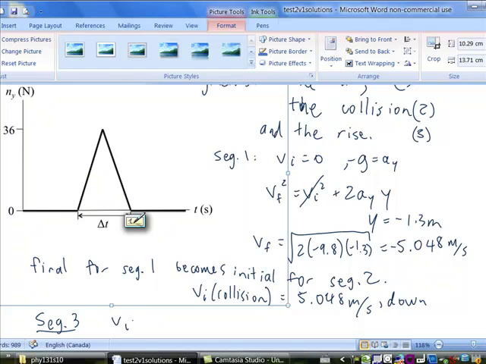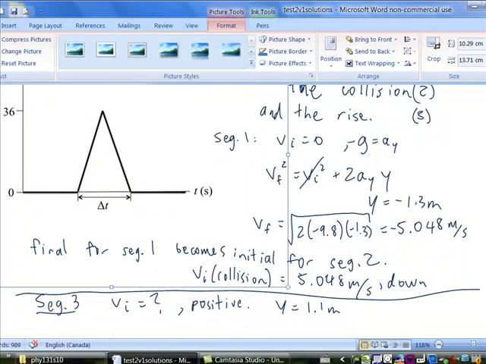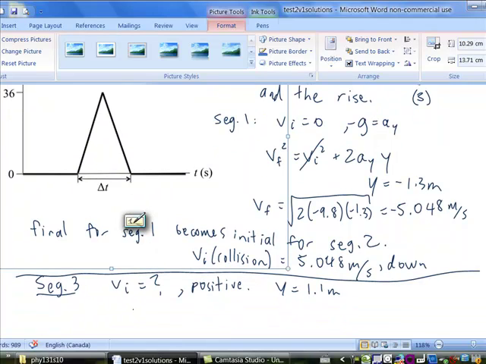We have its V initial is unknown. This is after the bounce. It's going to go upwards, but it's positive. So we don't know what its value is, but we know it's positive. We know that y is going to be 1.1 meters. That's how far it goes upwards. Let me draw a line here. And V final is equal to 0.